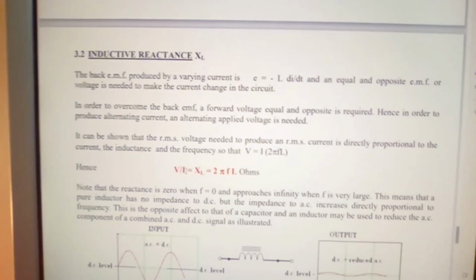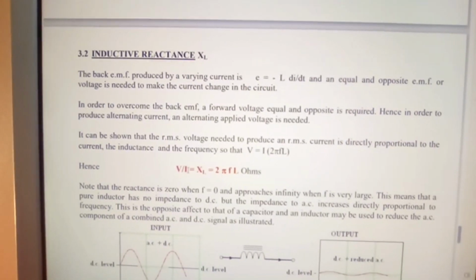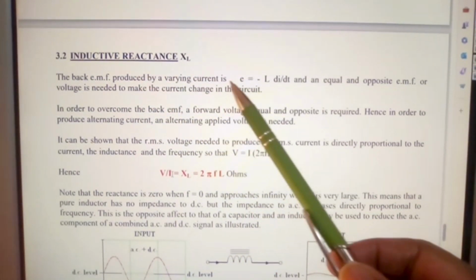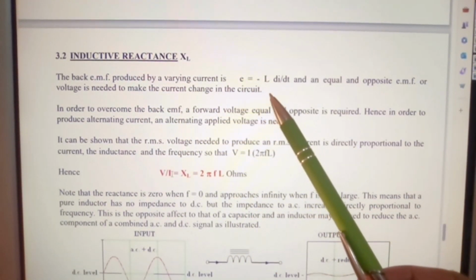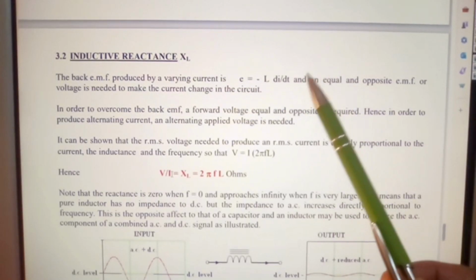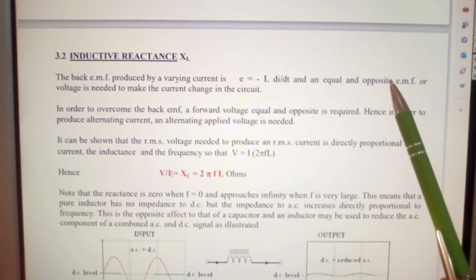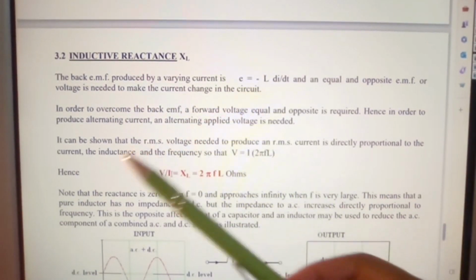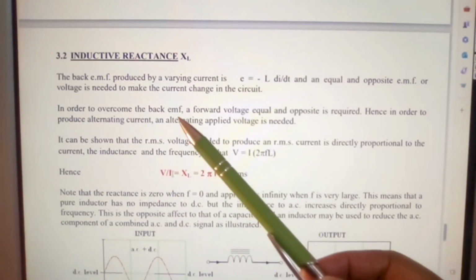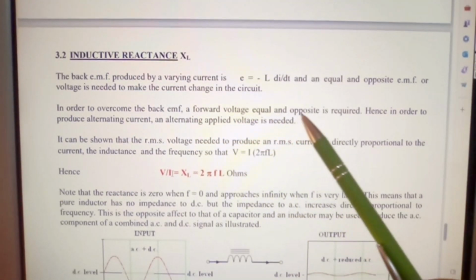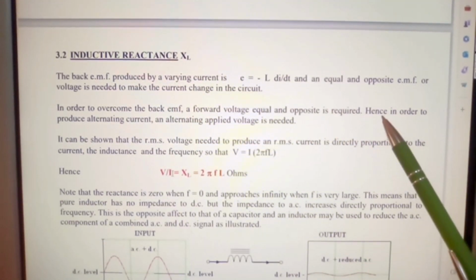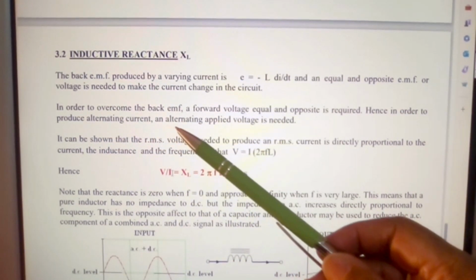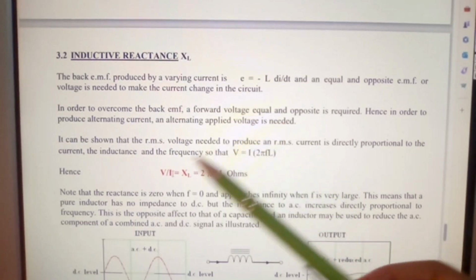Inductive reactance. A back EMF produced by a varying current is E equals L di over dt, the rate of change, and an equal and opposite EMF or voltage is needed to make the current change in the circuit. In order to overcome the back EMF, a forward voltage equal and opposite is required. Hence, in order to produce alternating current, an alternating applied voltage is needed.